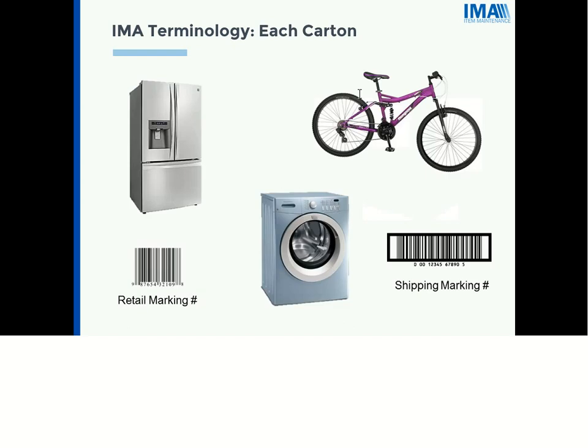Your each cartons are usually really large items, such as a refrigerator, a washer and dryer, or a bicycle. Basically, they are shipped in the same box that they're being sold in. So they have to have both the retail marking number and the shipping marking number. The shipping marking number helps us know what to do with the item, whereas the retail marking number is required at the store level to ring up properly at the register.